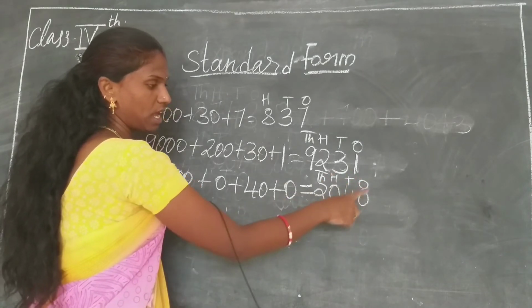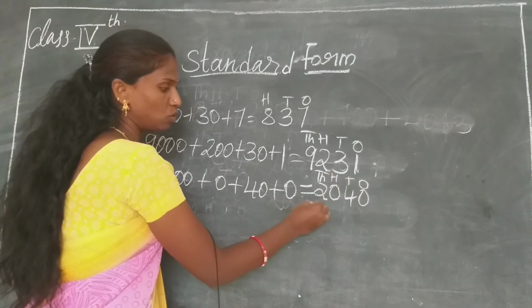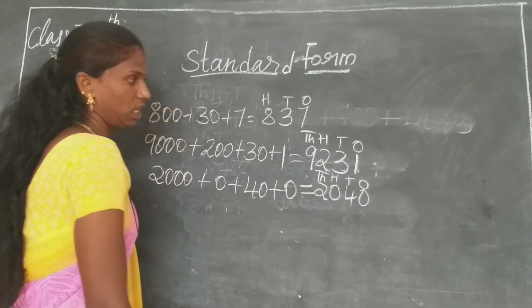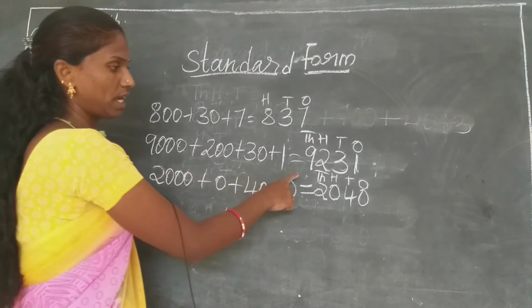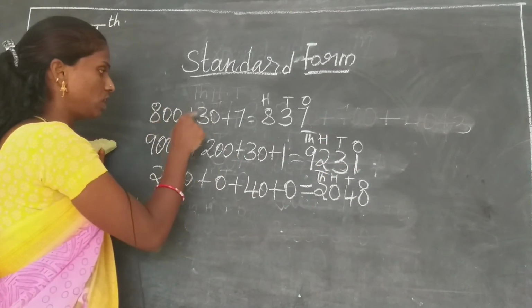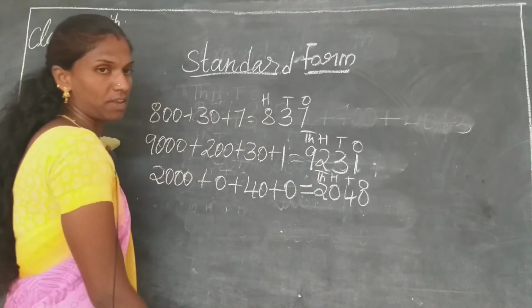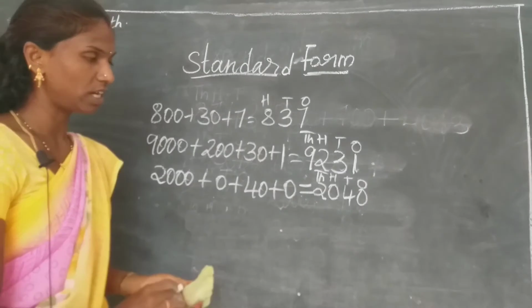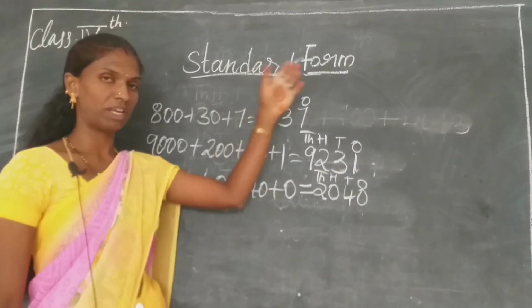Here nothing is there, as it is we have to write this. The value is 2040. Here also the value is 9231. Here the value is 837. Did you understand, children? How to write standard form and expanded form?